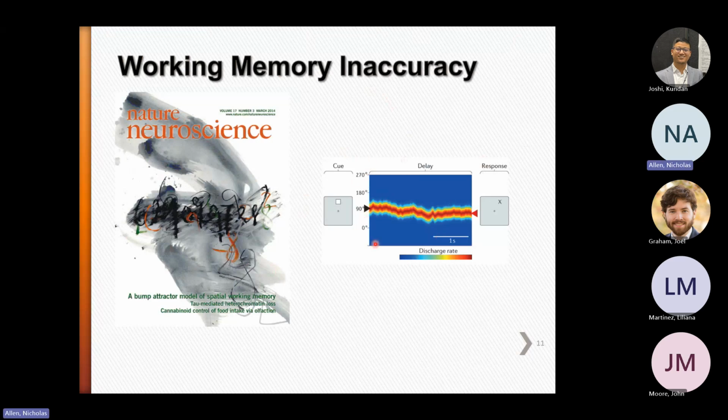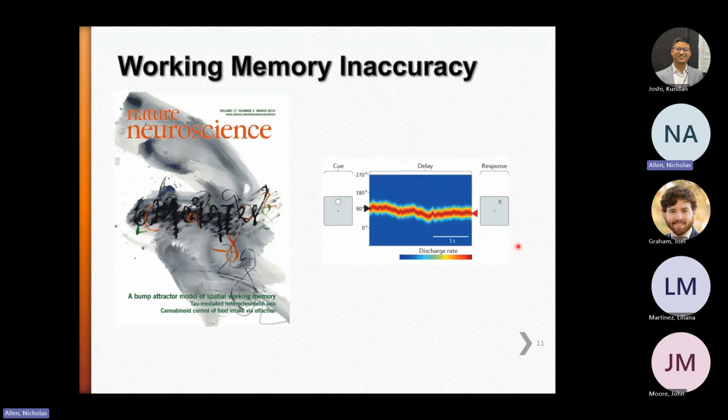So let me illustrate again the presentation of the stimulus on the screen, then the delay where something has to remember the stimulus, and a response. The response may not be perfectly accurate. We know experimentally that you don't always make an eye movement exactly where the stimulus appears, and in fact there may be some inaccuracies. So let's see how the model behaves.